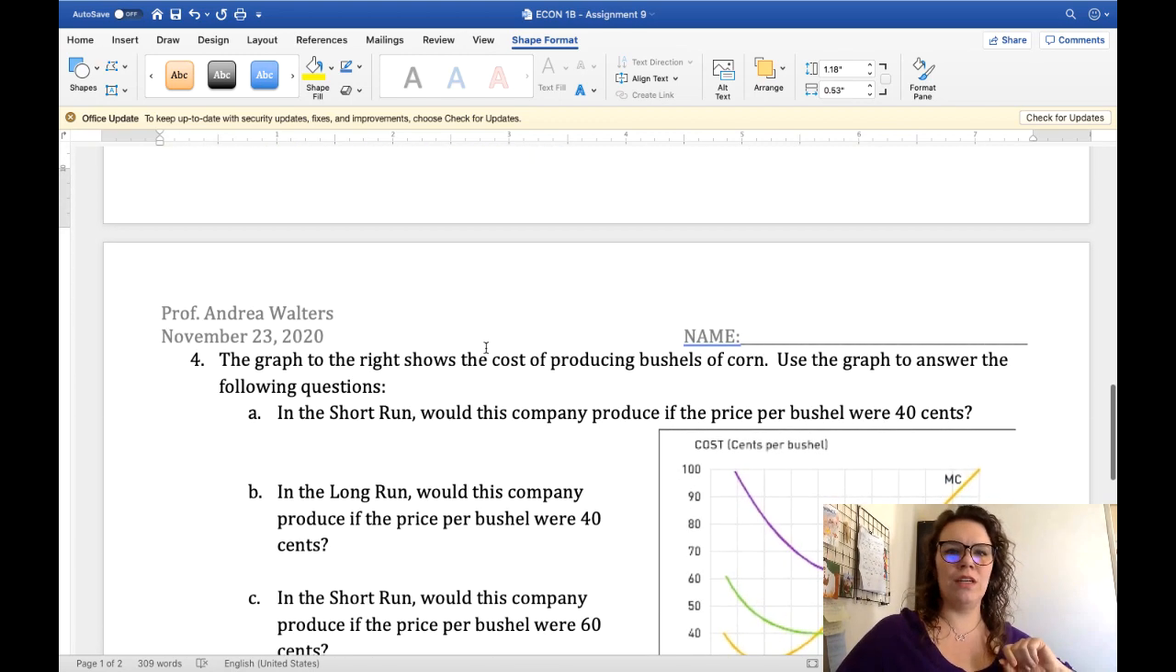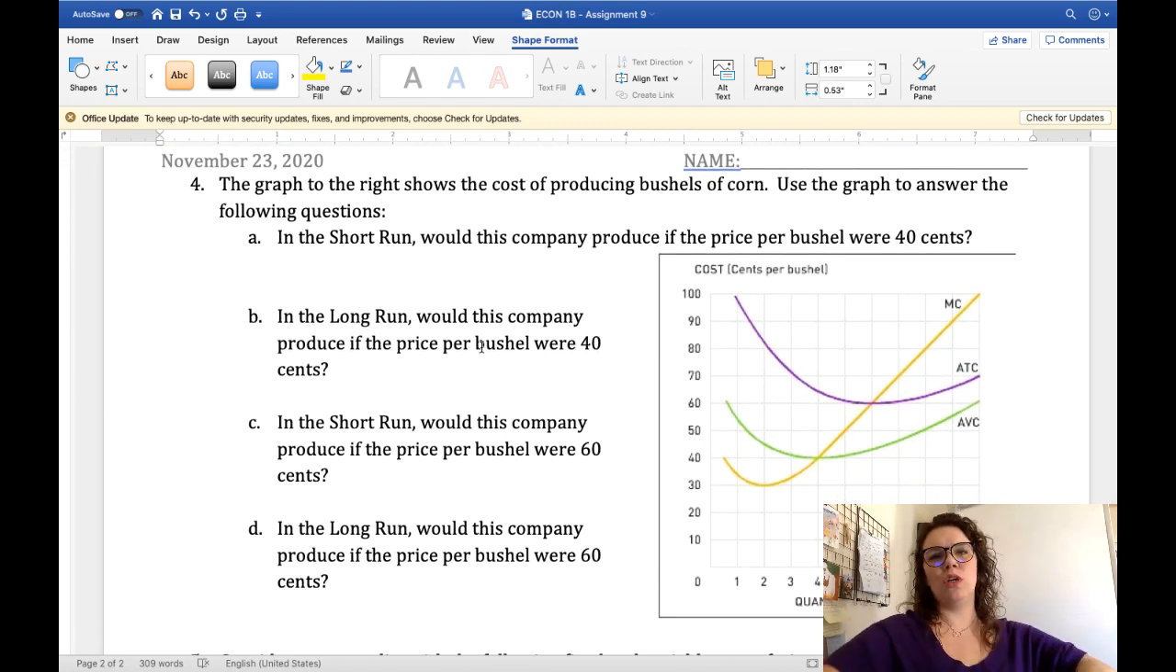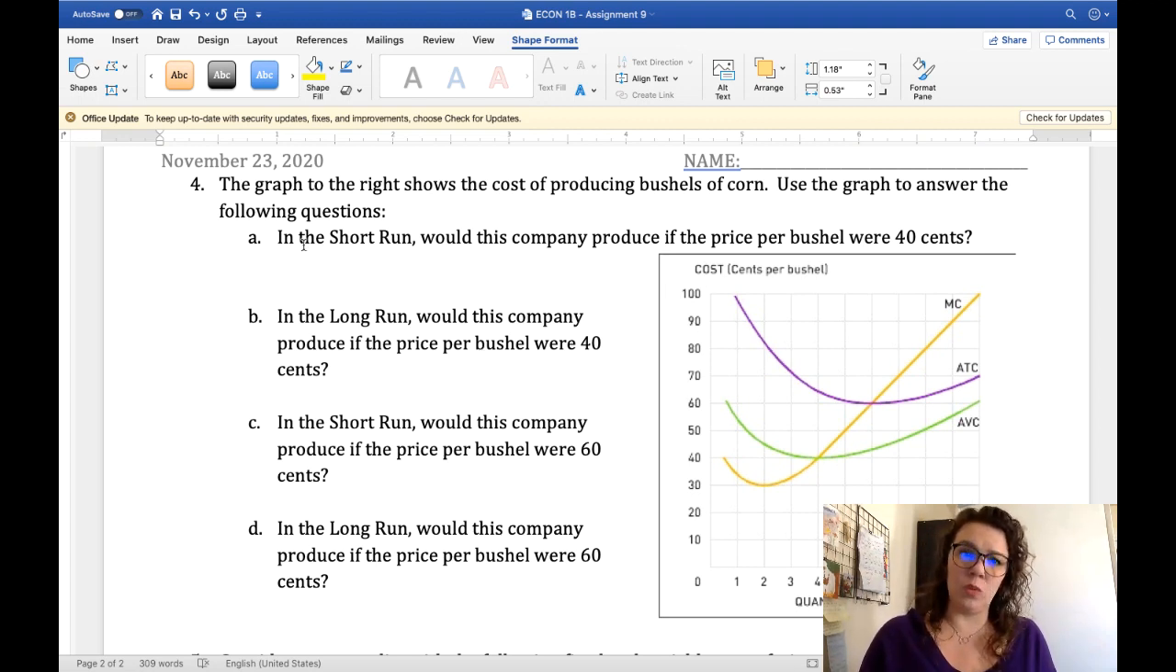Question 4 asks you to use the graph to find how firms would behave. This is a perfectly competitive firm. And so we want to know what they would do in the long run and in the short run at a price of 40 cents and a price of 60 cents. And just remember for this one, you want to think about the shutdown rule and the exit rule.